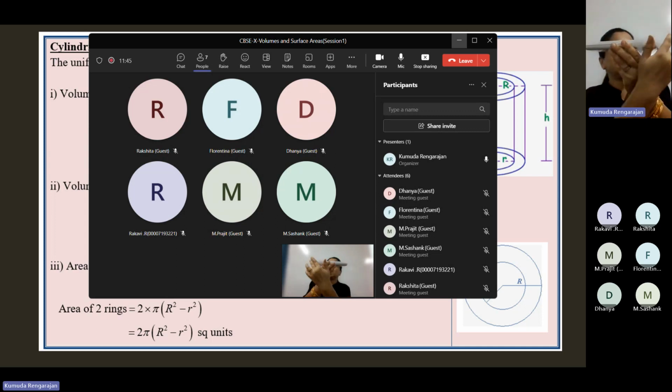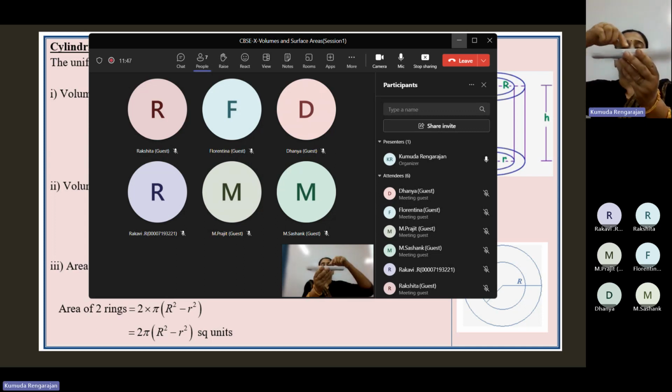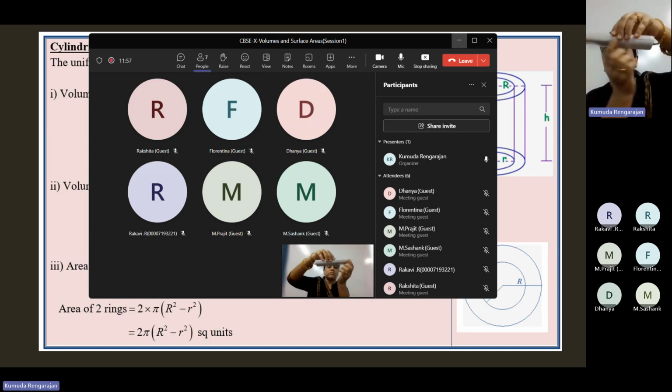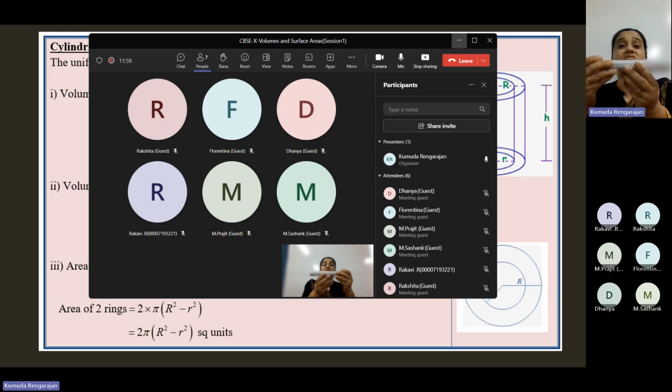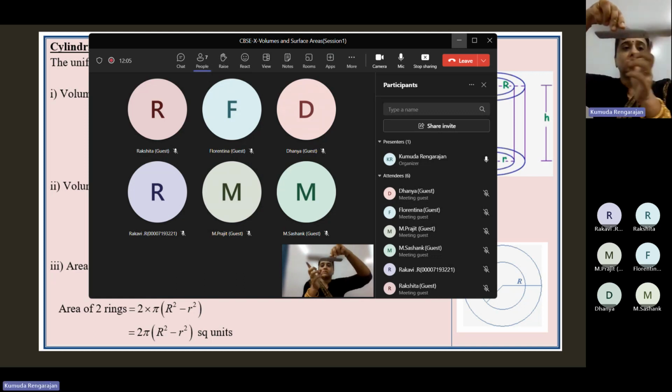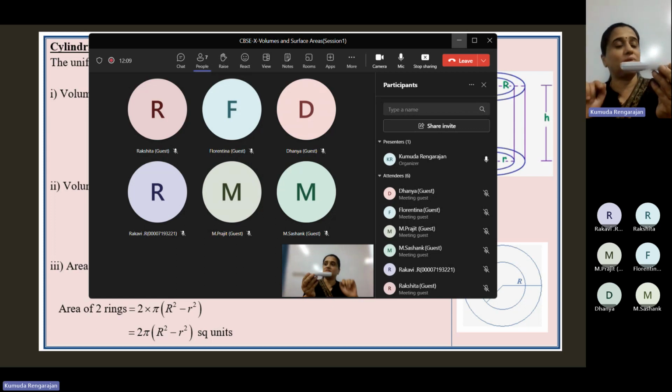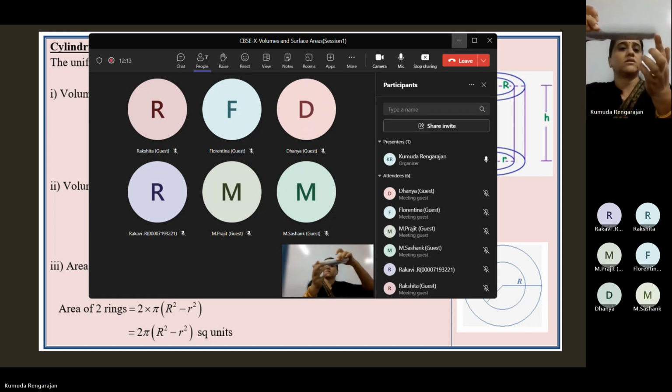So 4 vertical edges. Then you can see the edges on the top: there are 2 edges on the top lengthwise and 2 edges at the bottom also lengthwise. So there are 4 edges lengthwise, 1, 2, 3, 4, and 4 edges breadthwise, 1, 2, 3, 4.